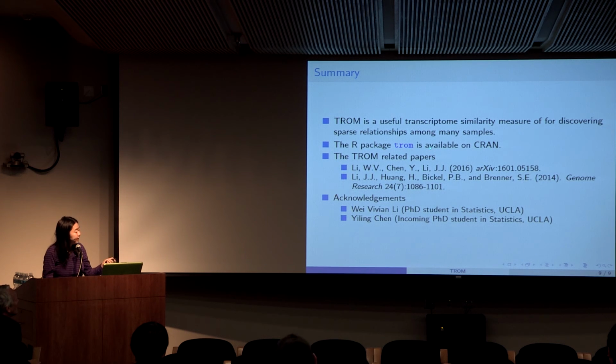Okay, so as a summary, this method is a useful measure for discovering sparse relationships among many samples. And we have an R package for this available on CRAN. This work was actually motivated by a previous work I had published in Genome Research, but that was an analysis paper. Then we formalized this method with a lot of technical details and also a lot of statistical properties in the paper, which is currently on arXiv and will be in press soon.